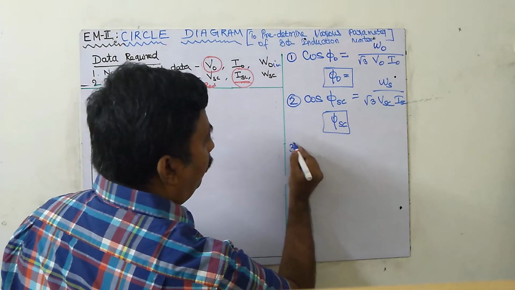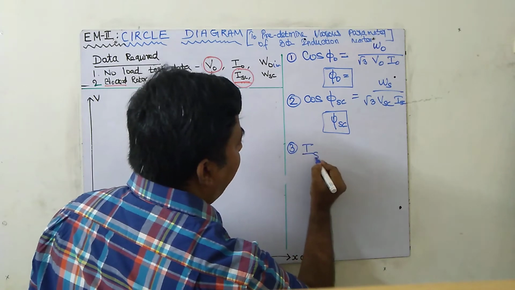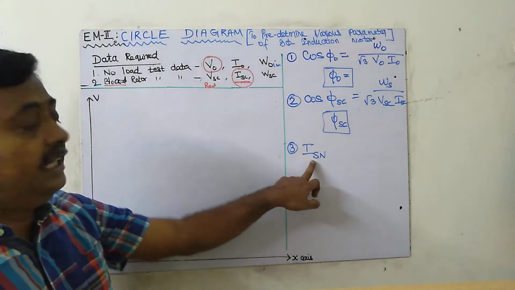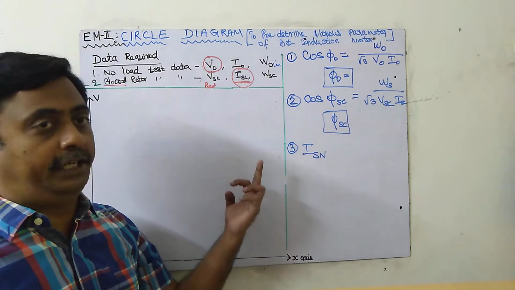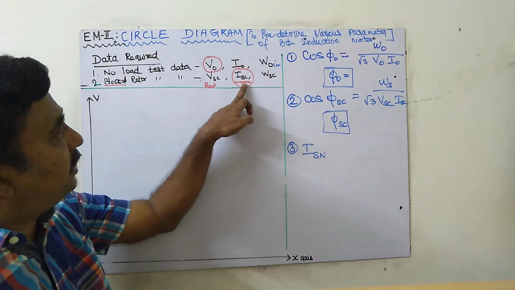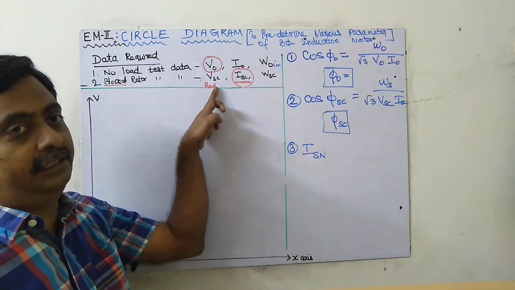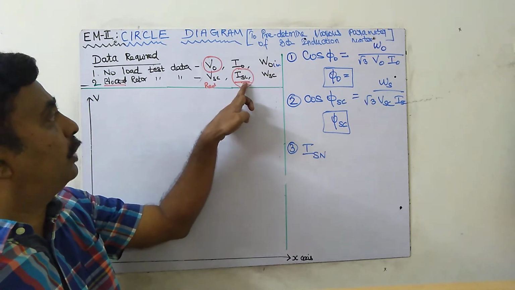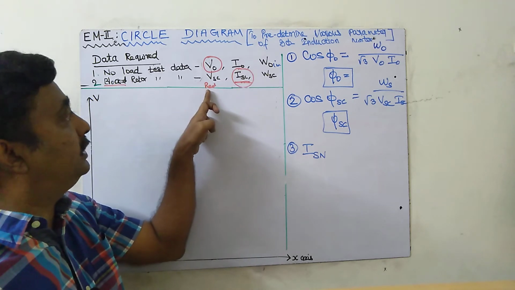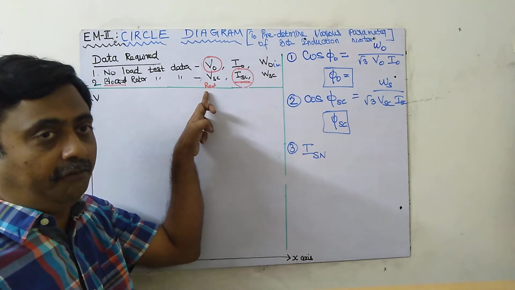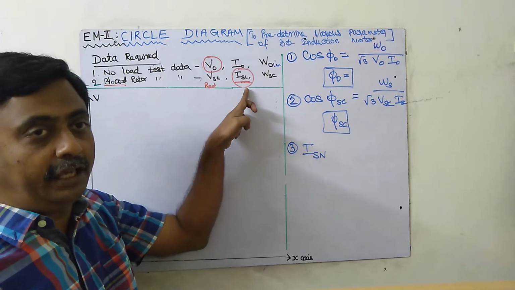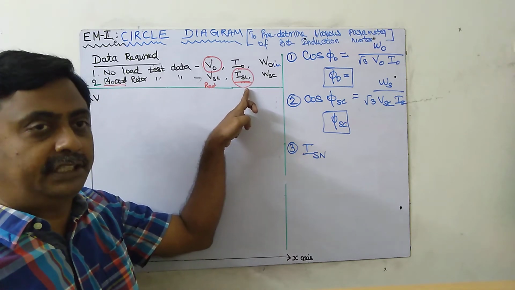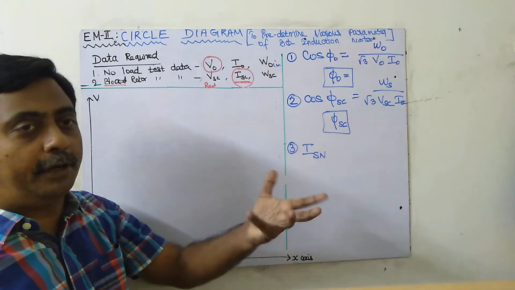What is the third step? Third step, I have to find ISN. Here we have seen only ISC. What is ISN? ISN is the short circuit current at rated voltage. Here it is short circuit current at reduced voltage. How can I get short circuit current at normal voltage? Can I give normal voltage here? If I give normal voltage, heavy current will flow, and it will damage the armature, stator parts and rotor parts. It will damage all the parts.